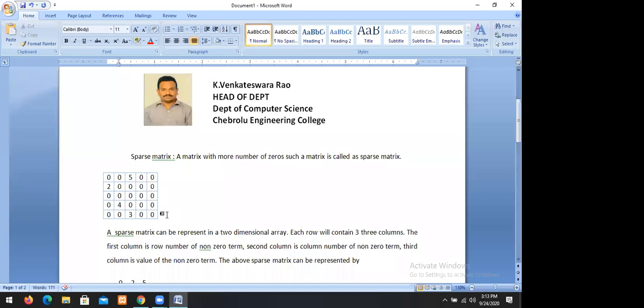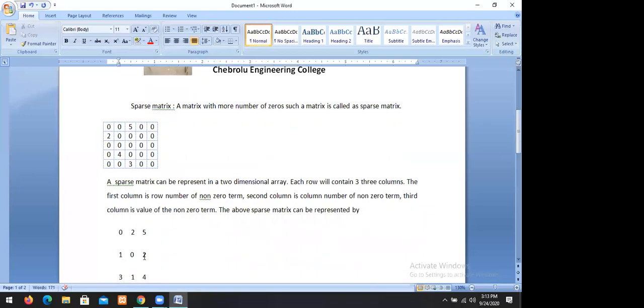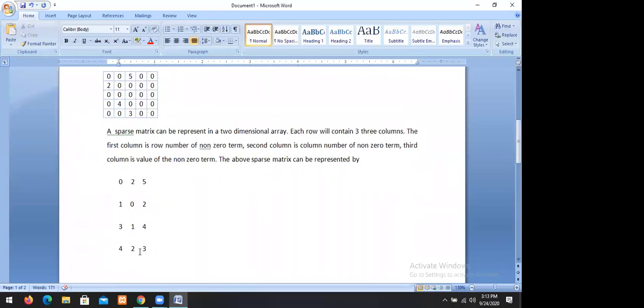In a sparse matrix, we represent only the non-zero terms and we do not take the zero terms. This is the sparse matrix representation. In the sparse matrix representation, we represent the matrix in rows and columns. Each row has 3 columns. The first column is the row number of the non-zero term. The second is the column number of the non-zero term. The third one is the value of the non-zero term. So this is the representation.